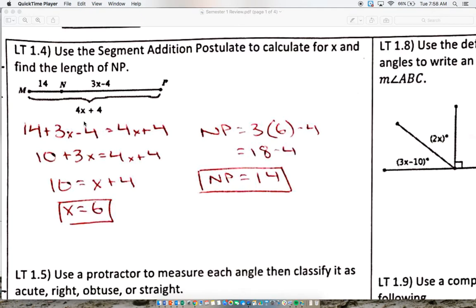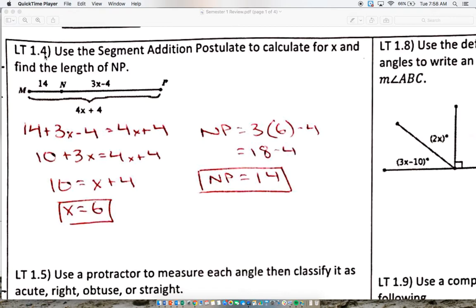Students, here's a review for your semester one final. We'll break it up into two parts: the non-proof things, and then the proofs. For this review, you can just remember that if you need any additional study material, the learning targets are up here, the chapter, and then the learning target. So you can go back and find some other things that would help.